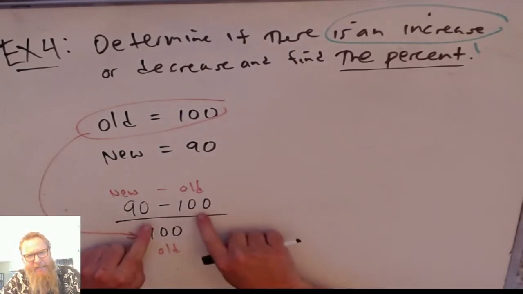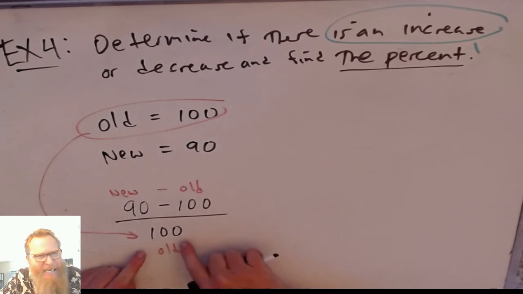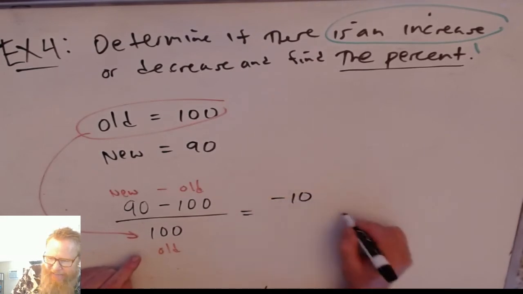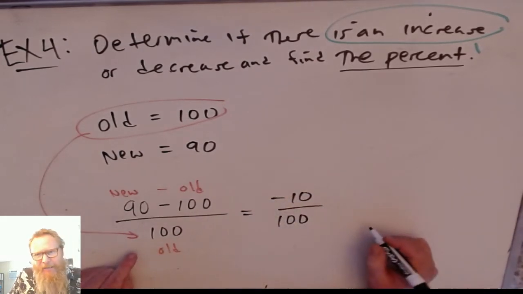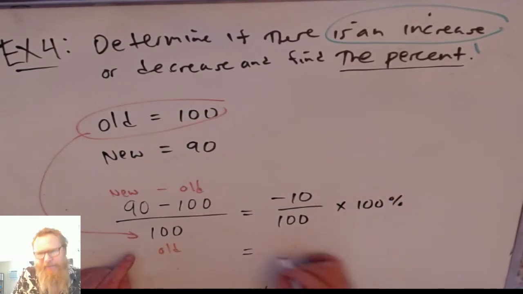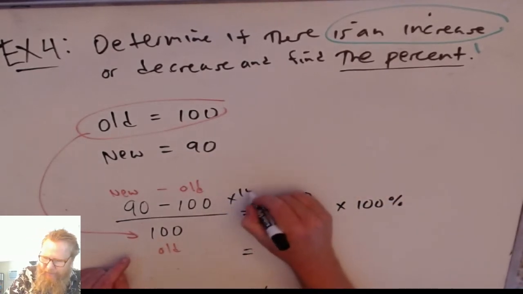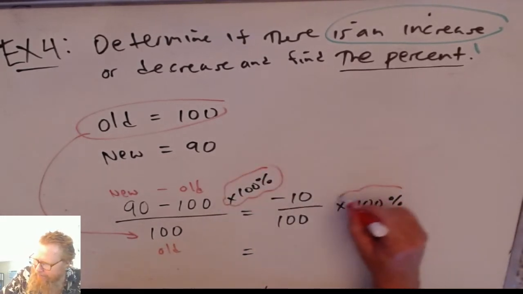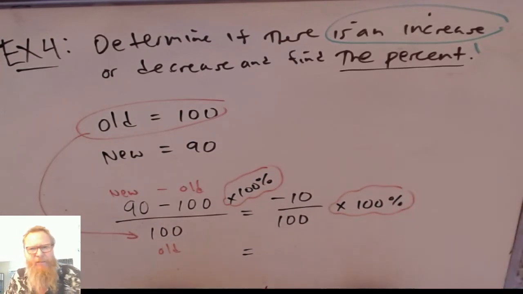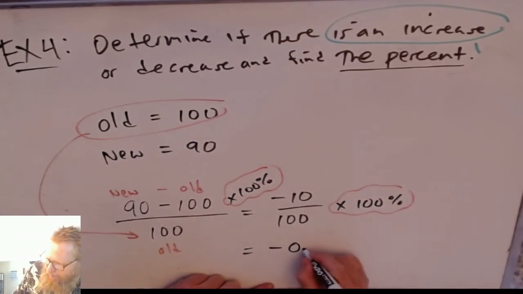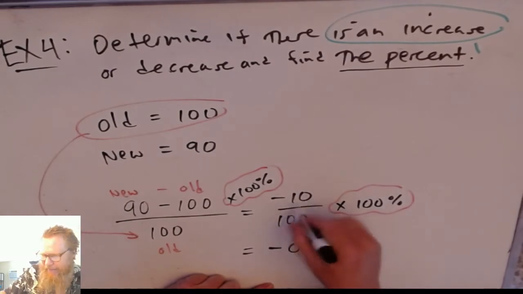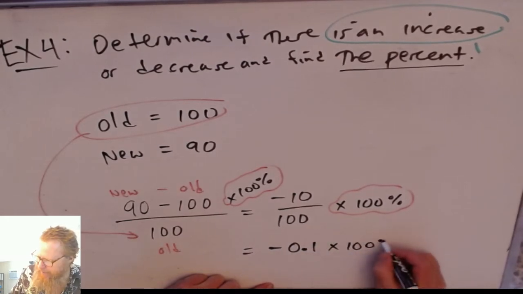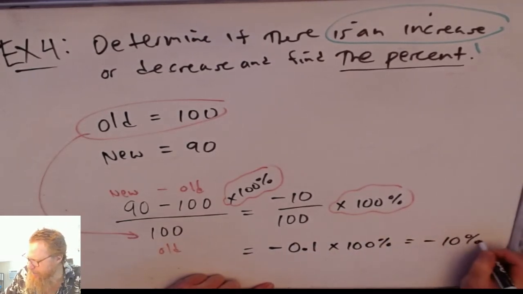So it's 90 minus 100 over 100, not over 90. Last time, the old was 90. So this time it's negative 10 over 100, of course, times 100%. I left that out a second ago. That's also up here. I like to just put that in a little cloud. It's kind of a don't forget to multiply by 100%. So that's negative 1/10. This one does not repeat because you're dividing by 100 times 100%, which is negative 10%.